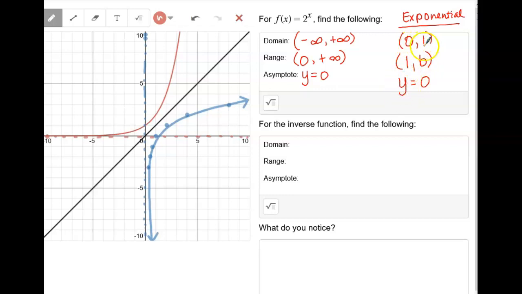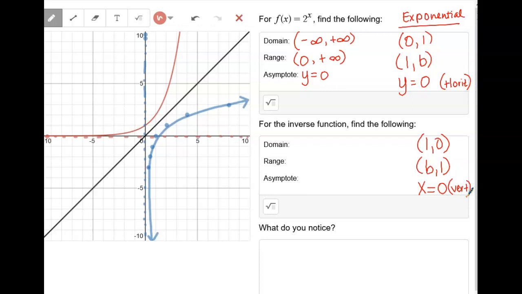So if this is our x and this is our y, for the inverse, it's going to be the opposite. Instead of going from (0, 1), it's going to go through (1, 0). Instead of going through 1 base, it's going to go through base 1. And instead of this being y equals 0, because remember, x and y switch, if this is y equals 0, then this is going to be x equals 0. This is a horizontal asymptote, this is a vertical one, okay?